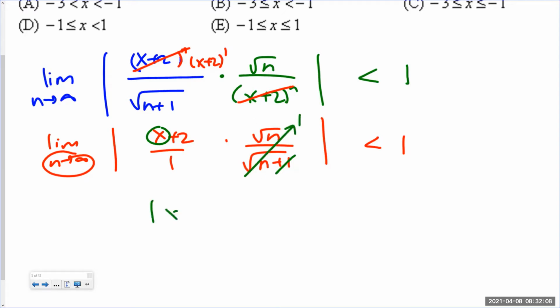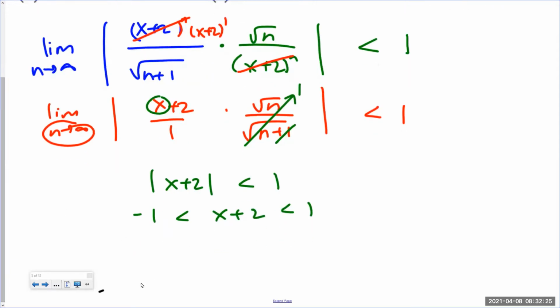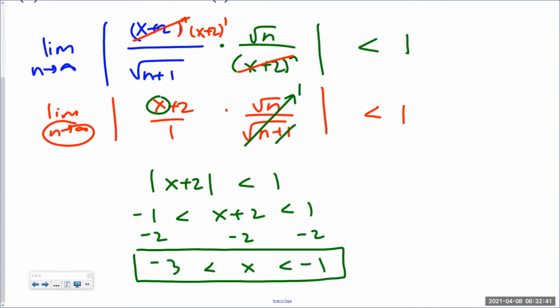So what I get is the absolute value of x plus 2 is less than 1. I've already taken the limit. The limit only affected the factor with the n's. And the way you solve an absolute value inequality is you put this between -1 and 1. I don't really want to solve for x plus 2. I really want to solve for x. So I'm going to subtract 2 from every compartment here. As long as I do the same to each part, I'm okay. So I get -3 is less than x, which is less than -1. And that's part of my answer.